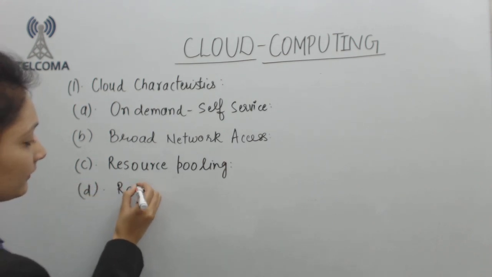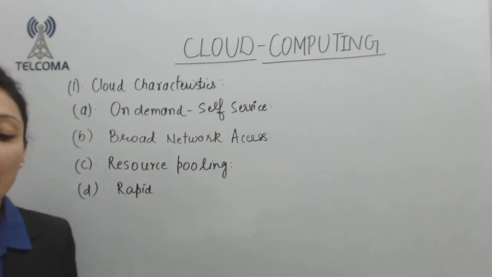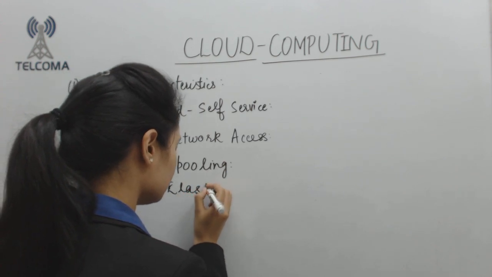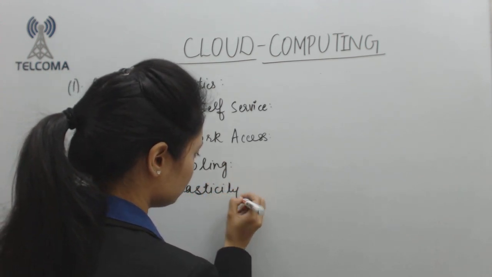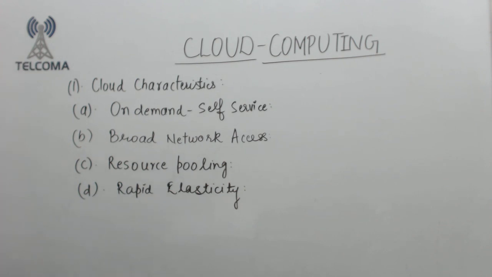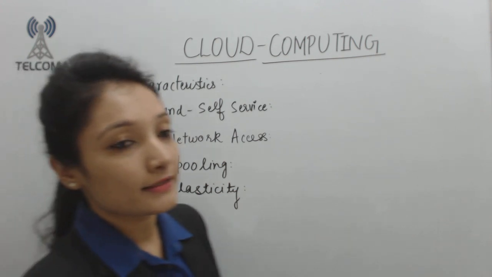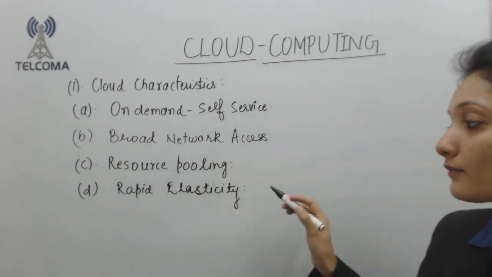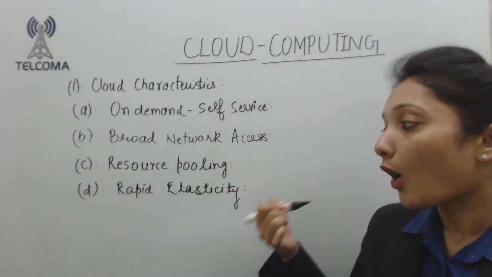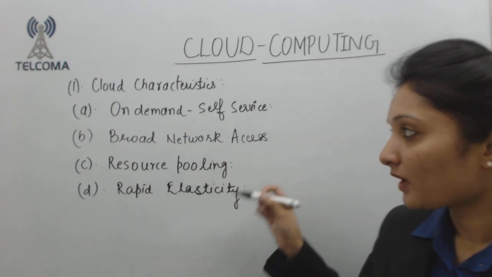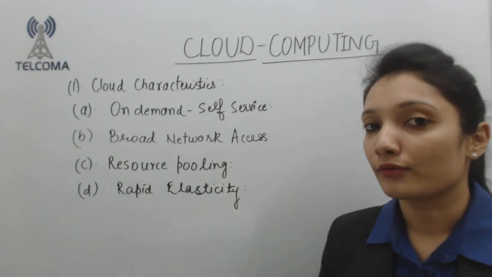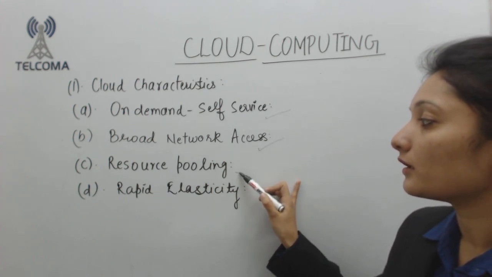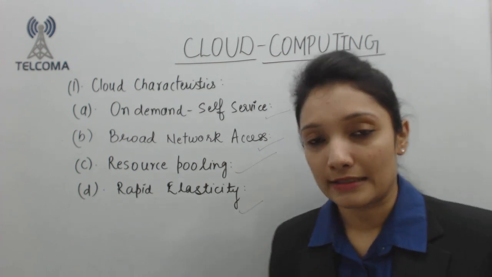Next one we have is rapid elasticity. Rapid elasticity means that it is easy to scale up or scale down the resources at any time. That means resources which are once allocated are automatically monitored. So these are some of the characteristics of cloud computing systems: on-demand service, broad network access, resource pooling, and rapid elasticity.